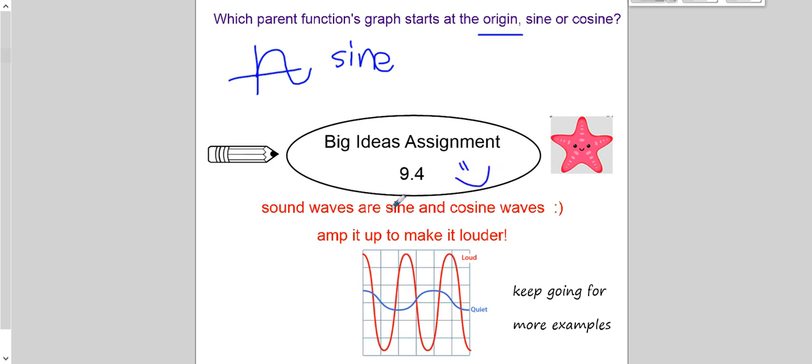Okay, big ideas assignment 9.4. Sound waves are sine and cosine waves. Amp it up to make it louder. So here's a quiet sound wave and here's a loud sound wave. Sound waves are sine waves or cosine waves.